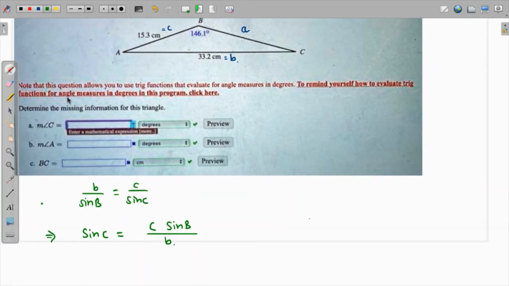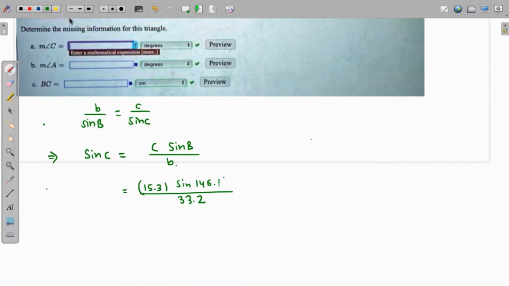Let's substitute all the values. C is 15.3. B is 146.1. Over side B is 33.2. So this is the value of sine of C. So what is the angle C from here which we are getting? Let me just grab my calculator over here. So that's sine of 146.1 times 15.3 over 33.2, which is coming as 0.25. The sine inverse of this value is coming as 14.89 degrees up to 2 decimal places.